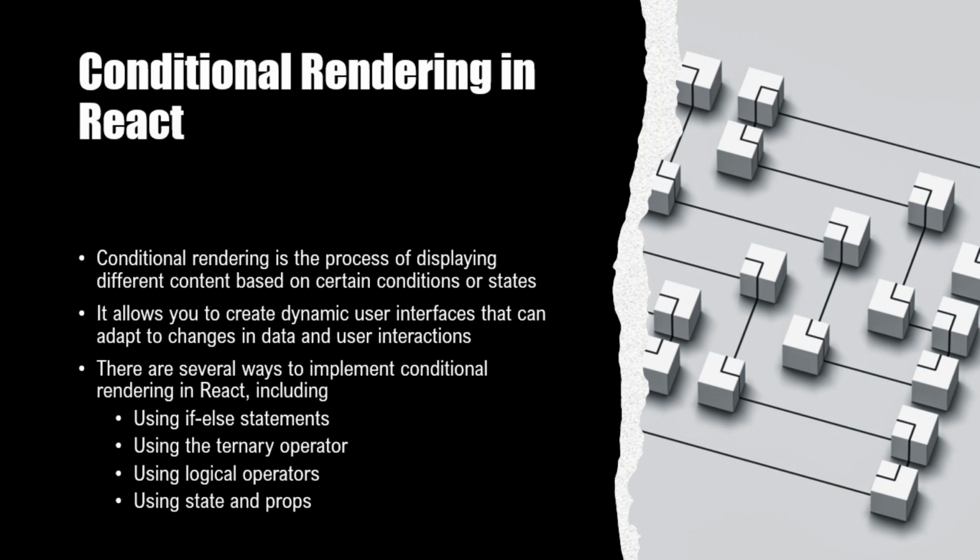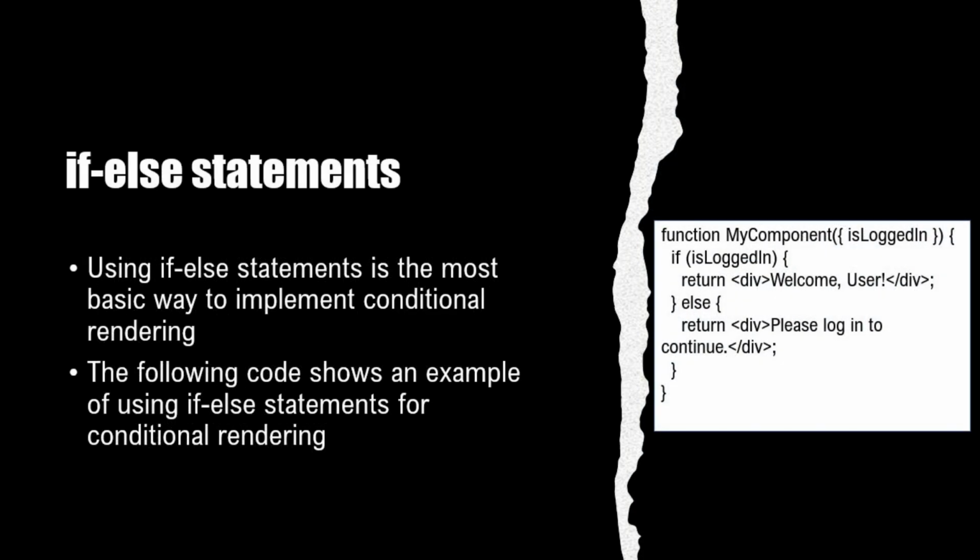There are several ways to implement conditional rendering in React, including using if-else statements, using the ternary operator, using logical operators, and using state and props. Using if-else statements is the most basic way to implement conditional rendering. The following code shows an example of using if-else statements for conditional rendering.